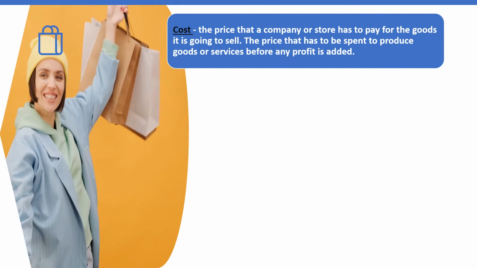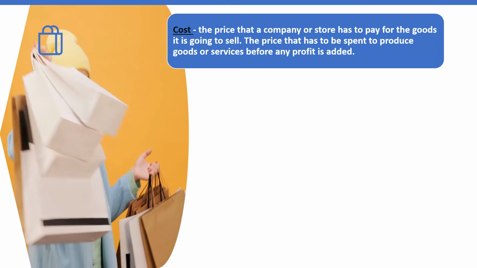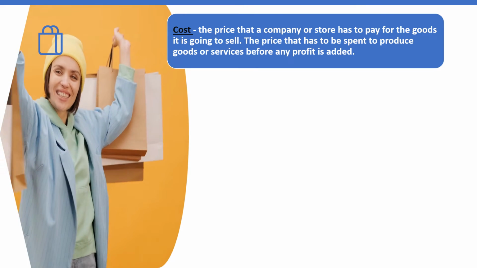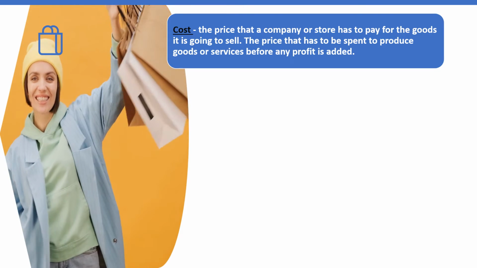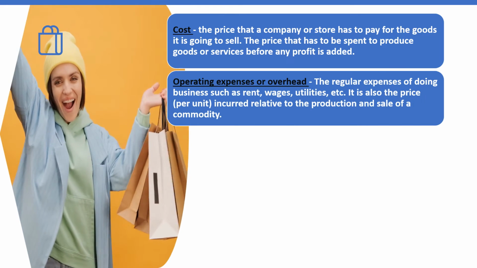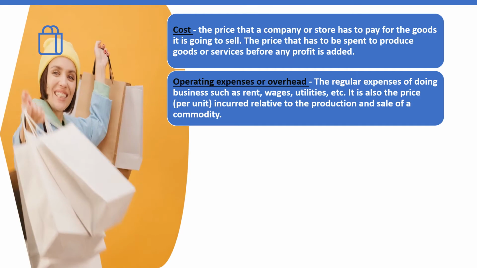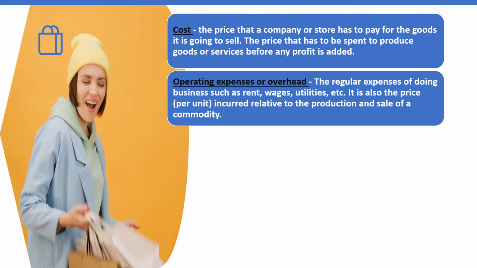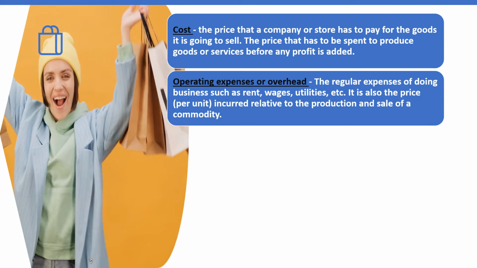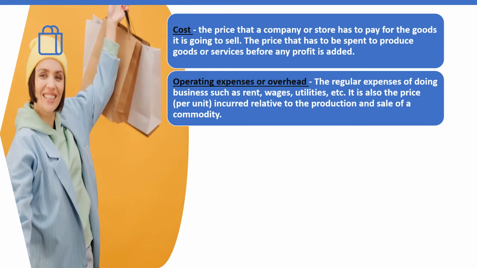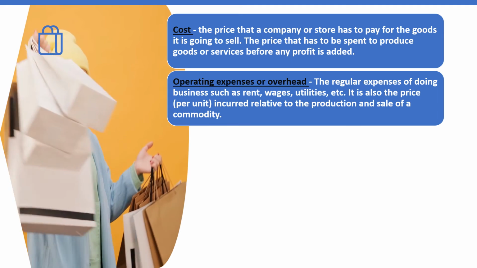Other terminologies in buying and selling that are essential in computing markup are cost, the price that a company or store has to pay for the goods it is going to sell, the price that has to be spent to produce goods or services before any profit is added. Another, operating expenses or overhead. These are the regular expenses of doing business, such as rent, wages, utilities, and others. It is also the price per unit incurred relative to the production and sale of a commodity.